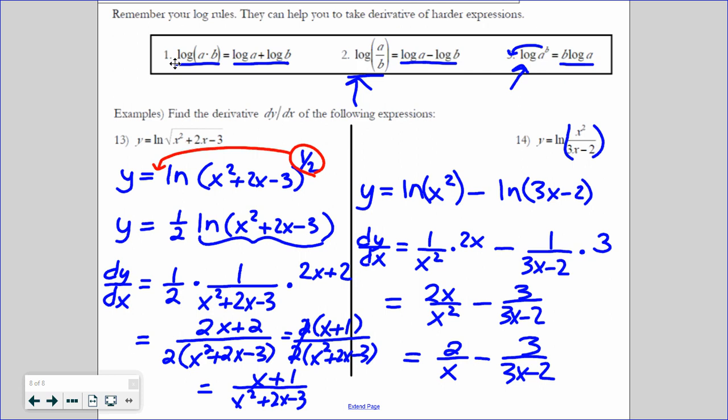All right, you guys, so this actually wraps up our derivative rules. So hopefully that makes you happy. And we'll definitely practice this in class.